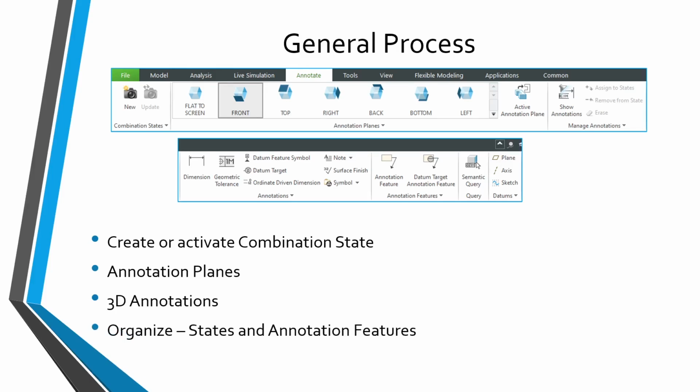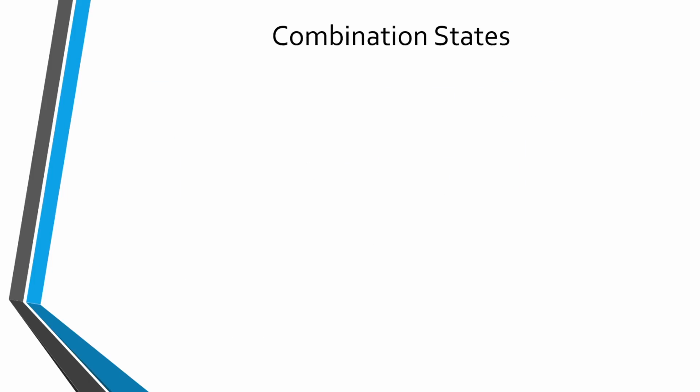So once you have all those different 3D annotations, then you are going to organize them. So you can assign them to different combination states, remove them from combination states, and add them to annotation features just so that you can keep track of them, make everything nice and easily controlled.